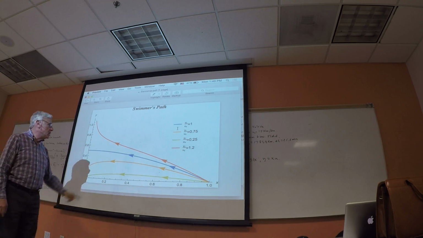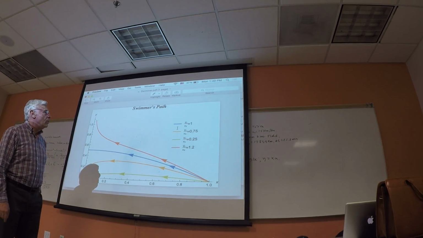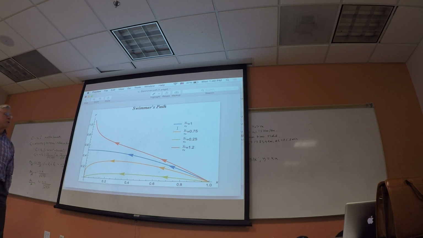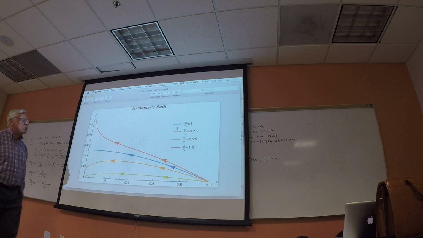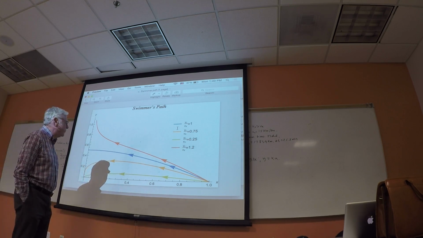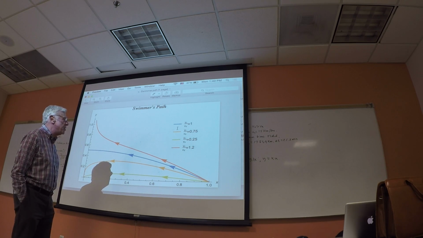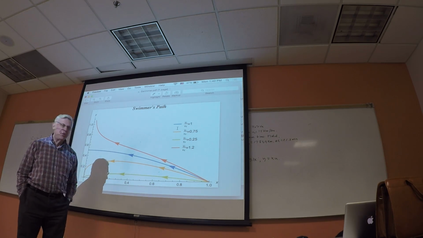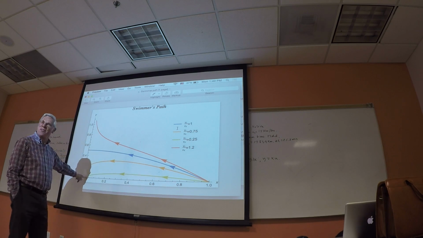And then finally, the green and the orange are two cases where VR over VS, or the K parameter that we had, lie between 0 and 1. I guess one is 0.75 and one is 0.25, okay? And it makes sense, right? The 0.25, which is less, means that the swimmer really is gaining on the river, so it's almost like a straight line, right?